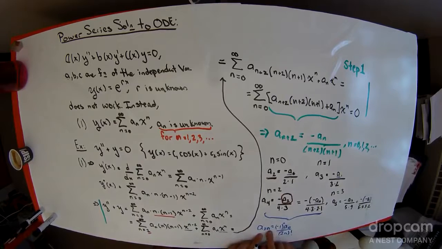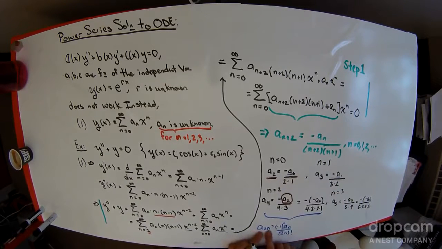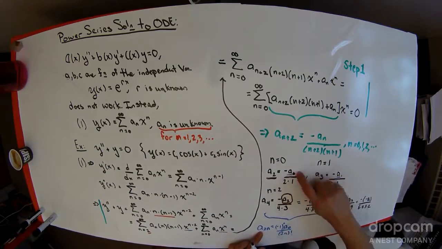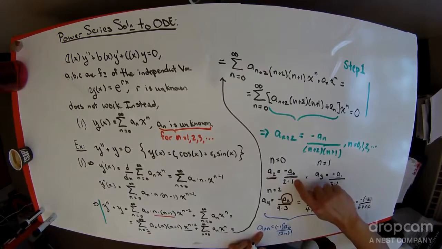So now we check. If this n is equal to 1, we're talking about a sub 2. A sub 2 needs to be negative a naught over 2 times 1. So if n is equal to 1, I have negative 1 to the 1, that's a negative 1, a sub 0, and then 2 times 1, so that's a 2 factorial. It's right there.